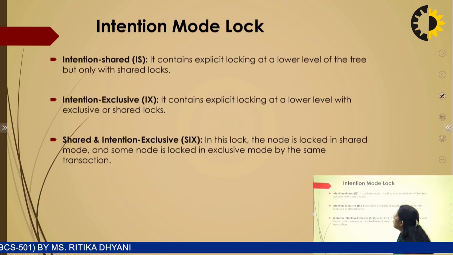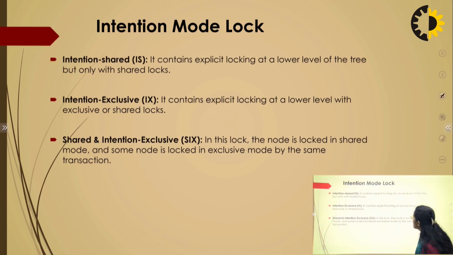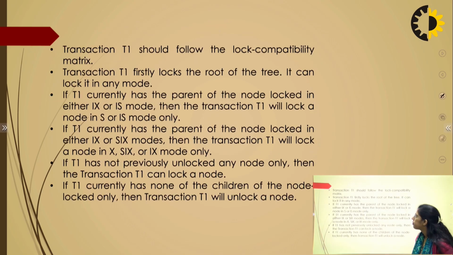Intention mode locks. Firstly, intention shared lock. It contains explicit locking at a lower level of the tree, but only with shared locks. Second is intention exclusive. It contains explicit locking at a lower level with exclusive or shared locks. And at last, shared and intention exclusive. In this lock, the node is locked in shared mode and some nodes are locked in exclusive mode by the same transaction. So, transaction T1 should follow the lock compatibility matrix.